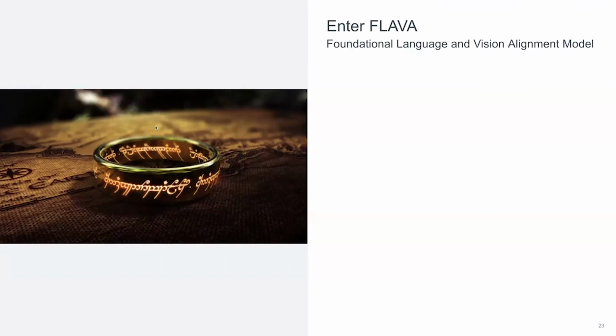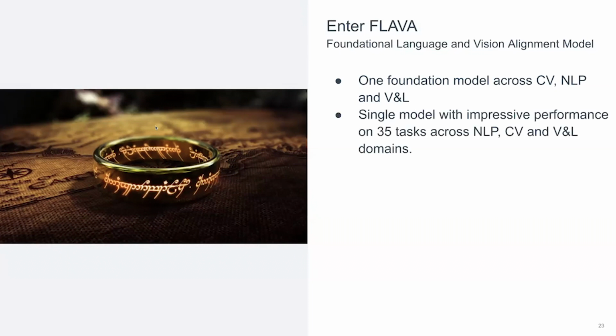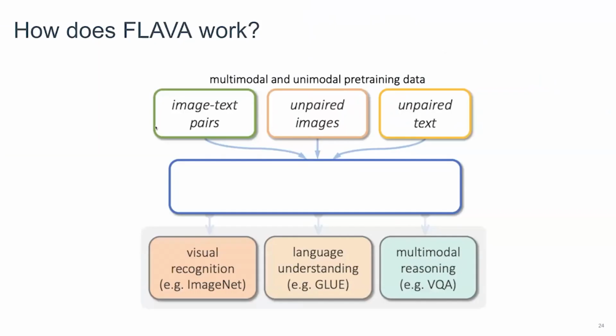The next model that we want to talk about is FLAVA, which stands for Foundation Language And Vision Alignment model. This particular model is one foundation model that works across CV, NLP, and V&L, which is vision and language. And it has impressive performance. In the paper, we test 35 tasks across NLP, CV, and vision and language domains, and it has impressive performance on all of them. This is a massive step compared to UniT, where we only tested 8 tasks and 9 datasets. And the data and models and everything are public for this particular model.